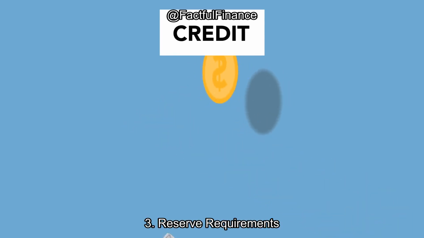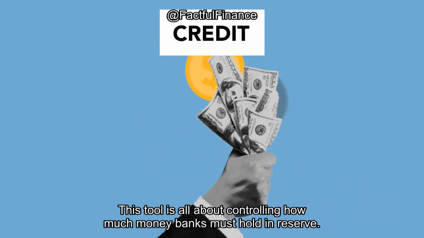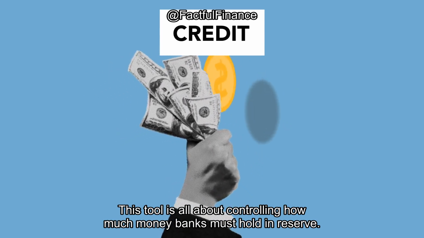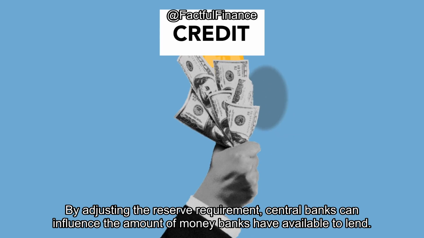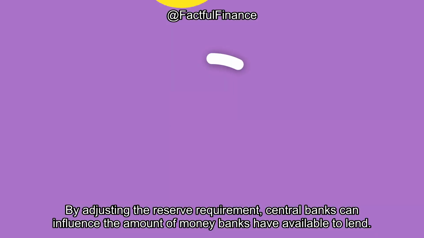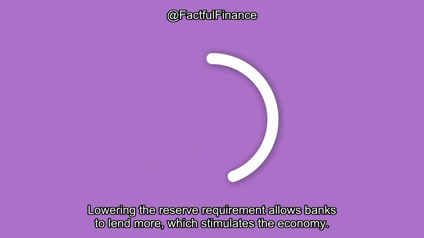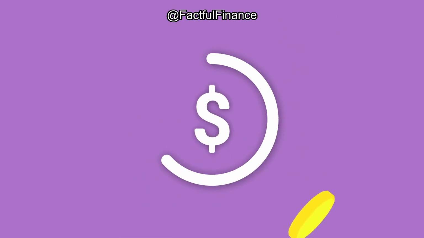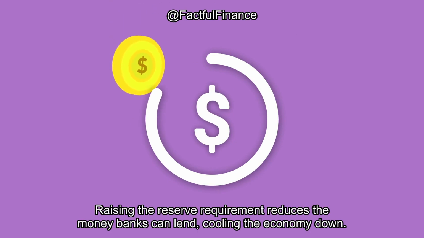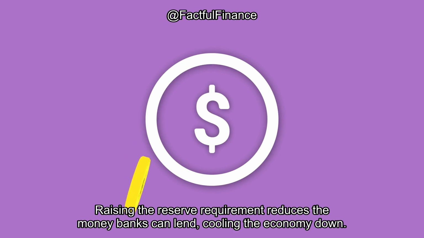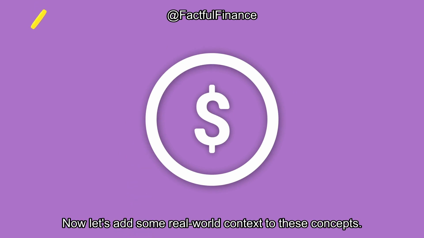3. Reserve requirements. This tool is all about controlling how much money banks must hold in reserve. By adjusting the reserve requirement, central banks can influence the amount of money banks have available to lend. Lowering the reserve requirement allows banks to lend more, which stimulates the economy. Raising the reserve requirement reduces the money banks can lend, cooling the economy down.